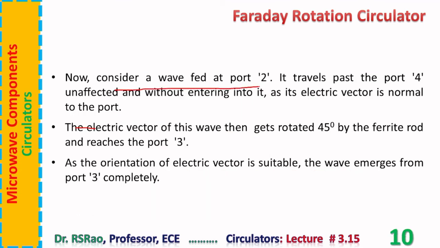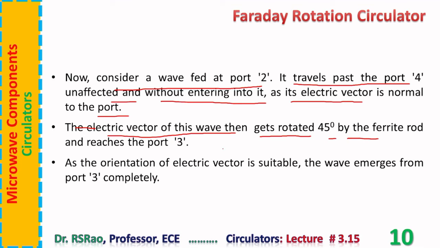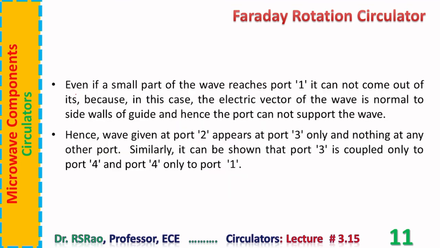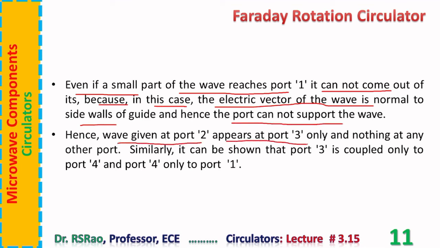Now consider a wave fed at port 2. It travels past port 4 unaffected and without entering into it, as the electric vector is normal to the port. The electric vector of this wave then gets rotated 45 degrees by the ferrite rod and reaches port 3. As the orientation of the electric vector is suitable, the wave emerges from port 3 completely. Even if a small part of the wave reaches port 1, it cannot come out of port 1, because in this case the electric vector of the wave is normal to the side walls and hence the port cannot support the wave. Hence a wave given at port 2 appears at port 3 only, nothing at any other port.